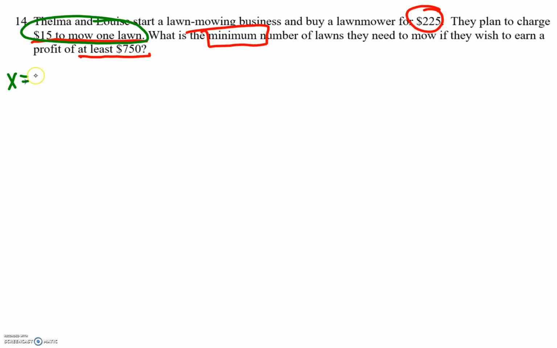So I'm just going to say x is the number of lawns that they mow. So 15 times the number of lawns they mow would represent how much money they're making. But they also had to buy a lawnmower for $225. So we're going to subtract that $225 because it costs them that much money.